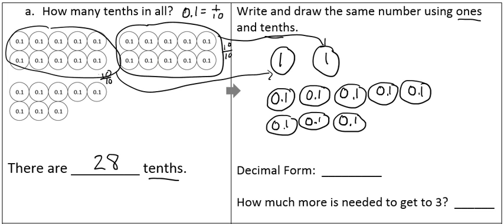That means in decimal form, I have two whole numbers. Those are my two discs at the top, and then 8 discs that are tenths. How much more is needed to get to 3 wholes? That's what that 3 is asking, 3 wholes. Well, I need 2 more tenths to give me a complete set of 10 tenths to get to 3 wholes. So I need 2 more tenths to get to 3 wholes.